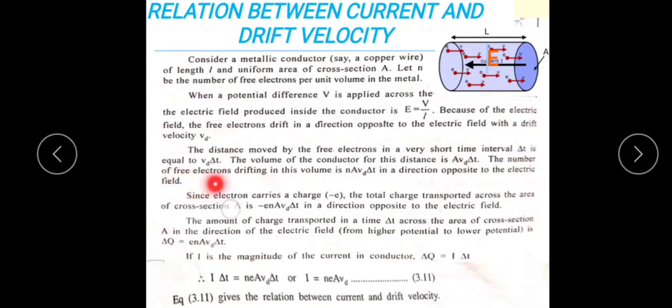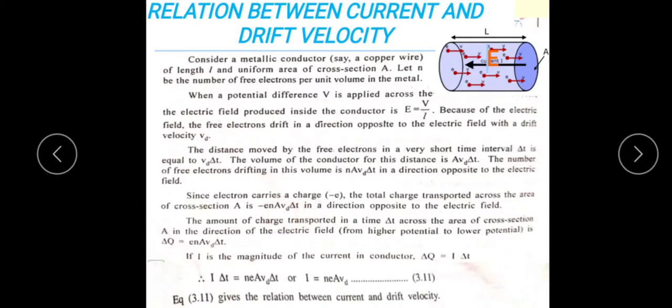The number of free electrons drifting in this volume: we know that there are n free electrons per unit volume present. Hence the number of free electrons drifting within the volume is n A Vd into delta t. The charge of each electron is taken as minus e. Such n number of free electrons are drifting within this volume.